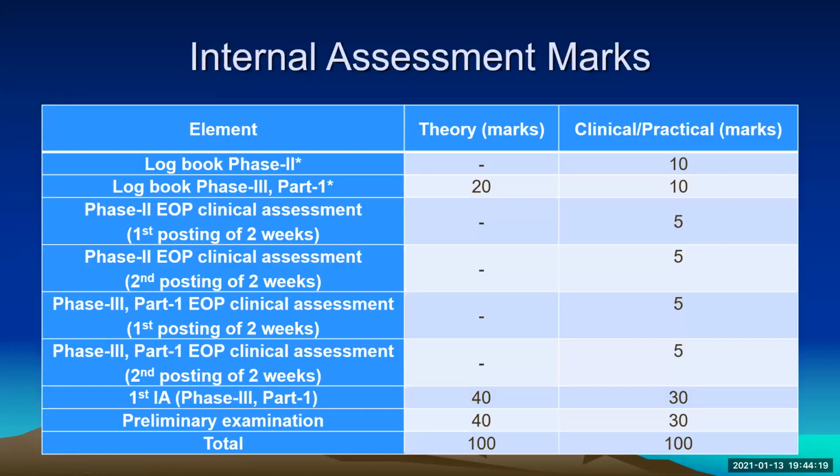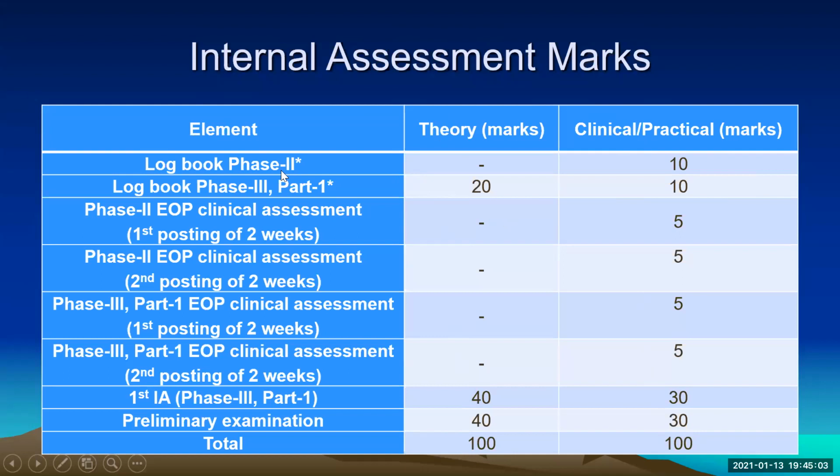Now, marks distribution. This is not given anywhere, but whatever I could understand reading the whole GMER 2019 and comparing it with 1997, I have just made a tentative list. It is again open for suggestions, and it is up to the individual institute and the university to make their own internal assessment marks distribution. Now we see that the theory marks will be of 100 total internal assessment. The practical or clinical marks will be of 100 total. So how to divide this 100 marks?